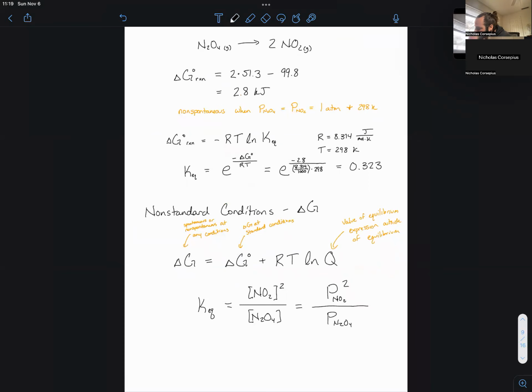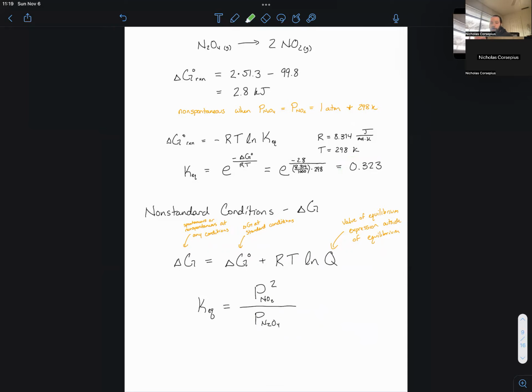Right, so here's my equilibrium expression. I'm actually going to get rid of this one so we don't confuse ourselves. Here's this equilibrium expression, and if my reaction was at equilibrium and I punched in those pressure values, I would get that constant value here, right? That's why we call it an equilibrium constant.